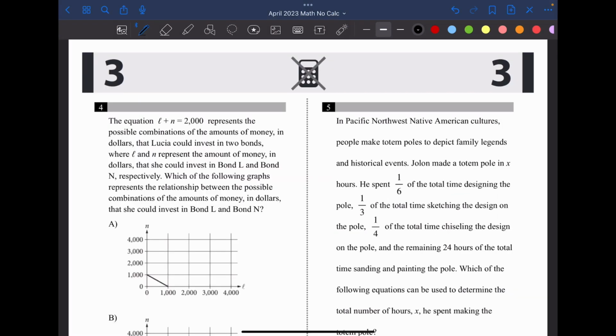Okay, question number 4. The equation L plus N is equal to 2,000 represents the possible combinations of the amounts of money in dollars that Lucia could invest in 2 bonds, where L and N represent the amount of money in dollars that she could invest in bond L and bond N, respectively. So once again, this is all kind of garbage, to be honest, because all we care about is that we have an equation, and their equation represents combinations of L and N. We don't care what L and N are, to be honest, because it's just grammar stuff that we don't really care about.